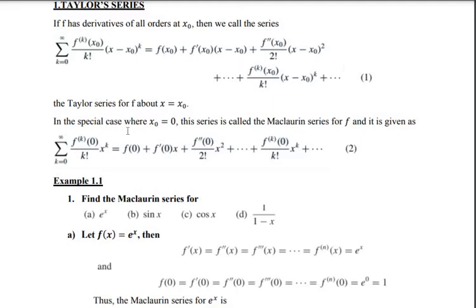In the special case where x0 is equal to 0, this series is called the Maclaurin series for f, and it is given by sigma k equal to 0 to infinity, the kth derivative at x0 equal to 0 divided by k factorial into x raised to k. So that will be equal to f of 0 plus f dash of 0 x plus f double dash of 0 divided by 2 factorial into x square plus etc., f^(k) at 0 divided by k factorial into x raised to k plus etc.